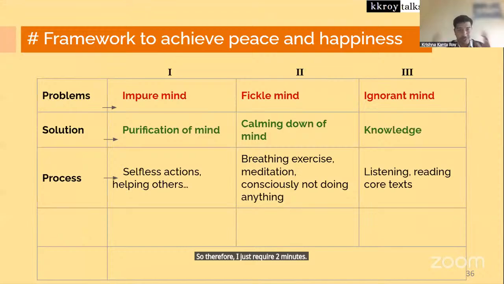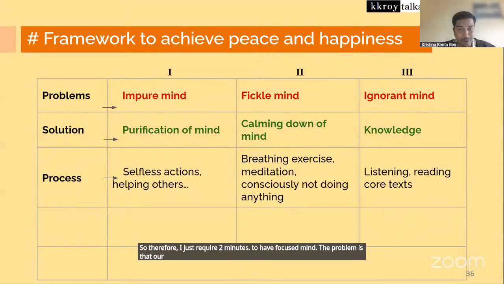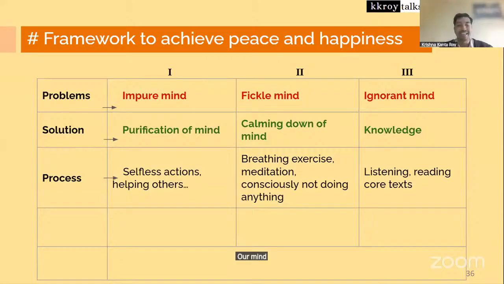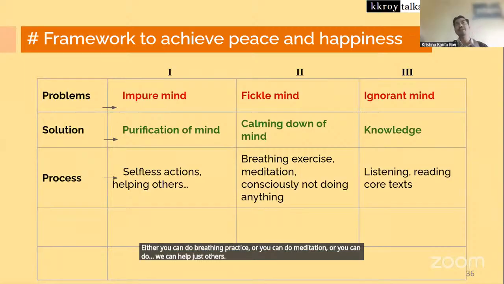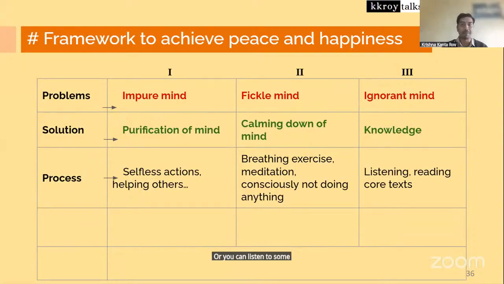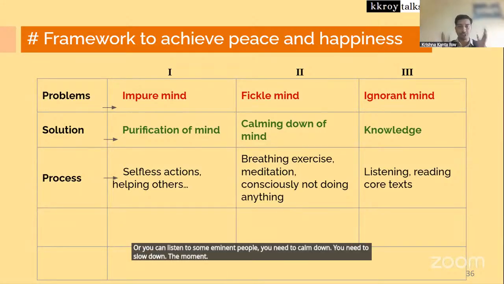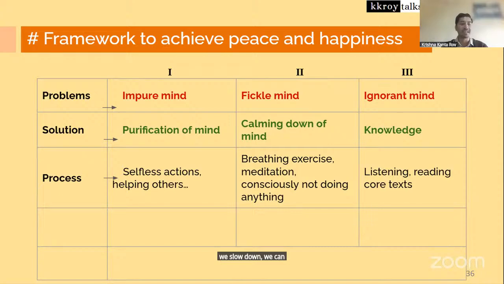To have a focused mind, the problem is that our mind is impure, our mind is fickle, our mind is ignorant. So we need to do purification of mind, we need to calm down the mind. For all of this, I always recommend you to have some kind of path, some kind of practice. Either you can do breathing practice, or you can do meditation, or you can help others, or you can listen to some eminent people. You need to calm down. You need to slow down.